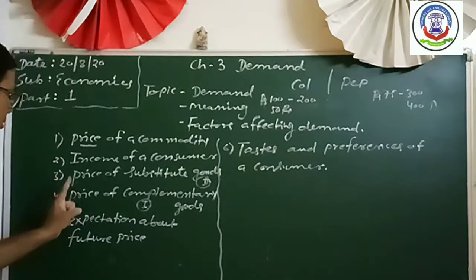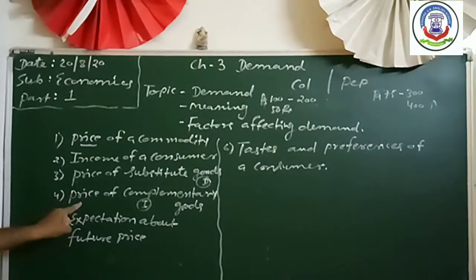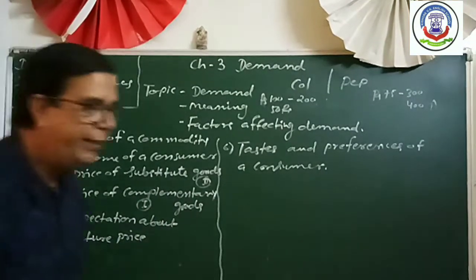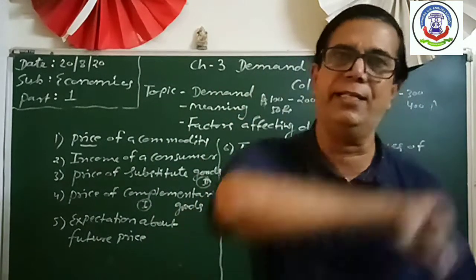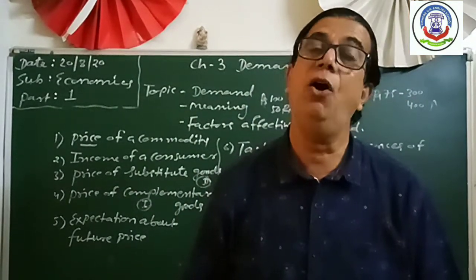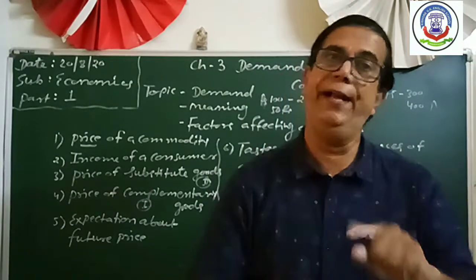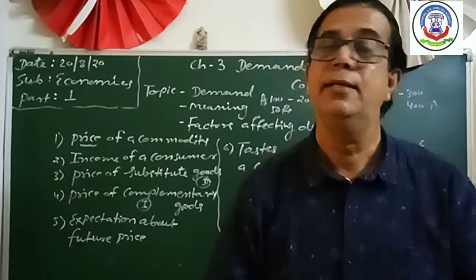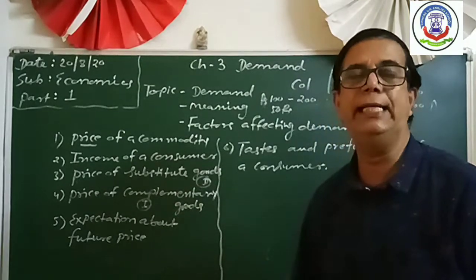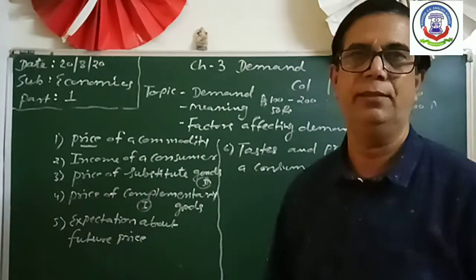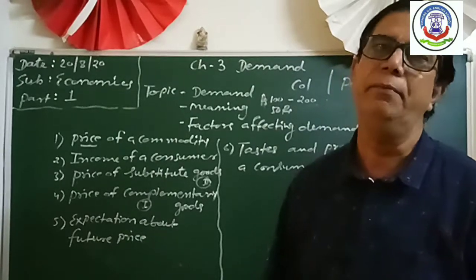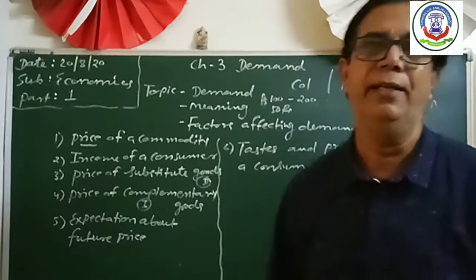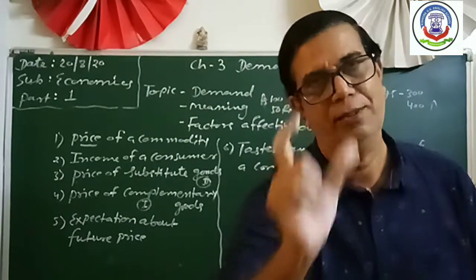Now the fourth one, price of complementary goods. Complementary goods means goods you can use simultaneously. To satisfy one want, you can use so many things. That is known as complementary goods, just like the AC and electric bill, or mobile phone and SIM card, because if you want to use a mobile, then you must have a SIM card.